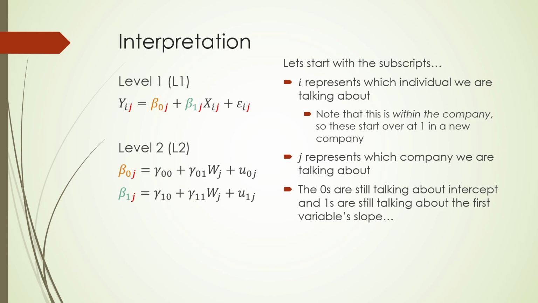So all of the sub zeros and sub ones still represent the same thing. Within the gammas, the first number represents whether it's talking about the intercept or the slope of the individual level model, and the second number represents whether it's talking about the intercept or the slope of the level 2 model. So gamma sub 0 0 is the intercept of the intercept model. Gamma sub 0 1 is the slope from the second level model relating to the intercept of the first level model. So it's the slope that is the change in base pay as the company moves from public to private.